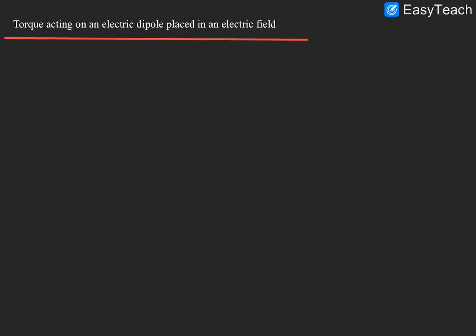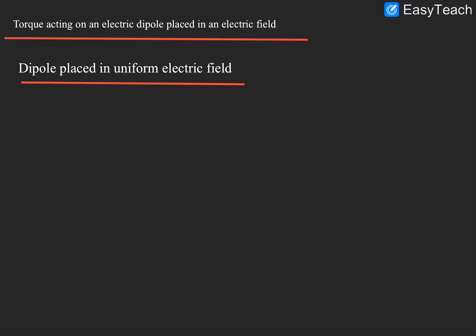When the electric field has the same value throughout the region, such a field is called a uniform electric field. First we will discuss the case of a uniform electric field. That means when you place an electric dipole in a uniform electric field, how much torque will be acting on it? So let us consider the case when the dipole is placed in a uniform electric field.